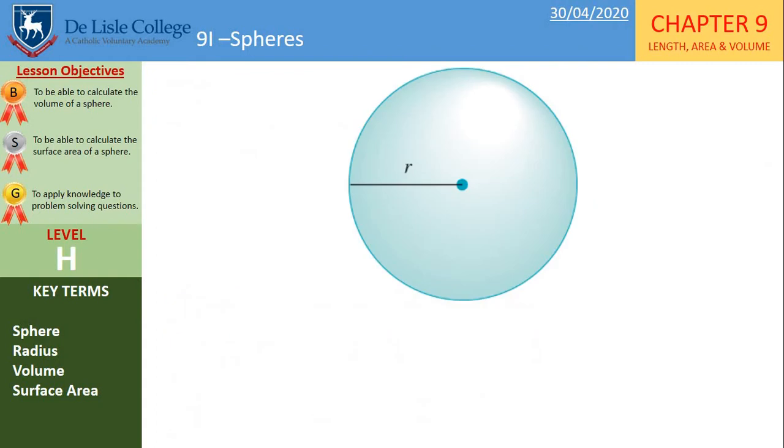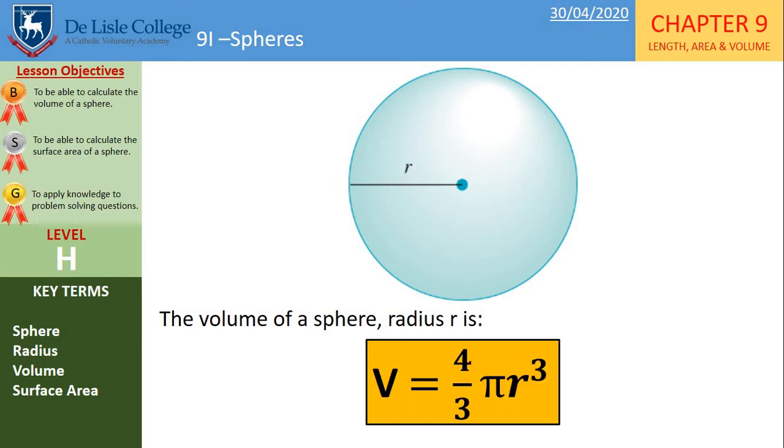So here we've got a sphere. It's very hard to draw that on a two-dimensional picture. We can see we've got R as the radius of the sphere, so from the very centre of the sphere to the edge. And the volume, we're going to copy the formula for the volume into your books, is 4/3 pi R cubed.